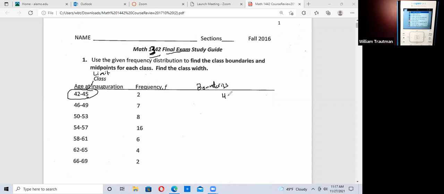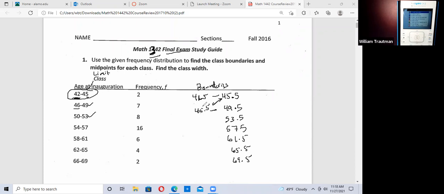So the upper boundary would be 45, then put a 0.5 on there. Same way here, 49 and put a 0.5. Next one, 53 and put a 0.5. 57 and put a 0.5, 61.5, 65.5, and 69.5. The lower class boundary is 0.5 less. So 42 minus 0.5 is 41.5. 46 minus 0.5 is 45.5. And if you look, there's 45.5 up there.